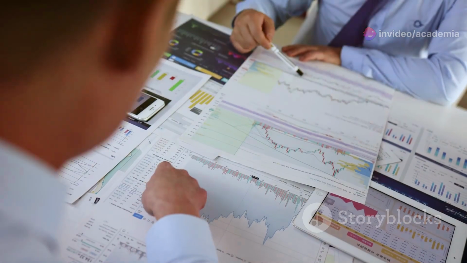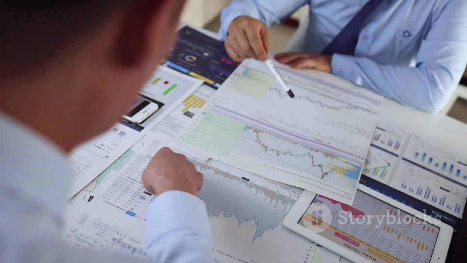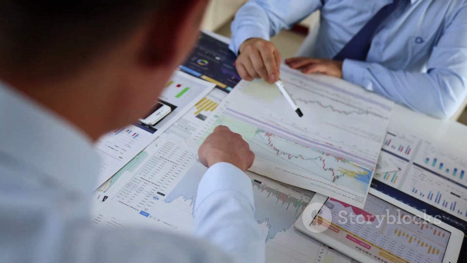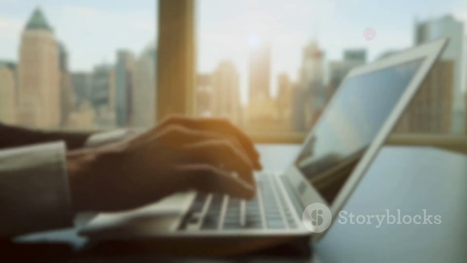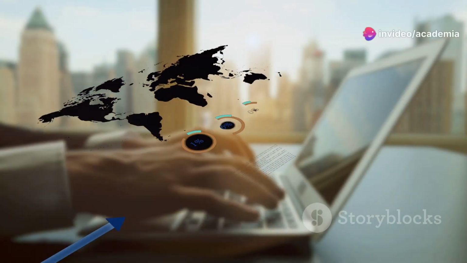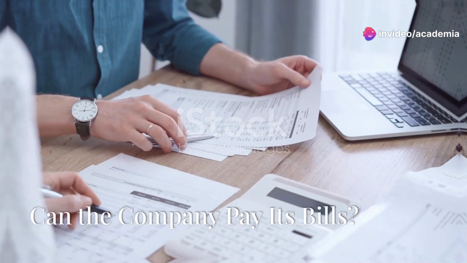When evaluating a company, it's essential to look beyond the surface and delve into its financial ratios. This will give you a more comprehensive understanding of its true value and potential.